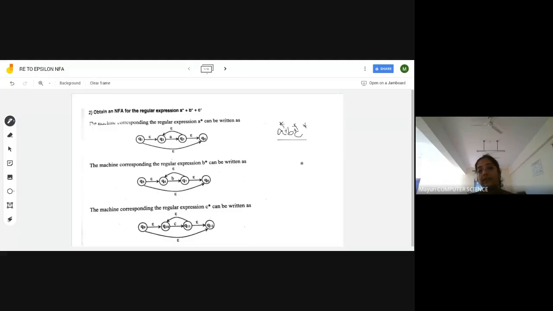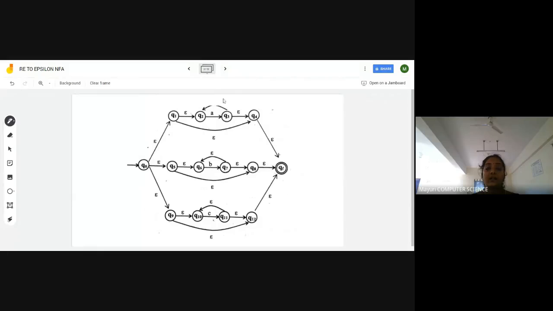So for a closure, in the last class we have seen how to write an epsilon NFA for a closure. Means this is Kleene star. So this is A star representation. This is B star representation. This is C star representation. So this is an either-or case, right? Either A star or B star or C star. So your complete answer is this.